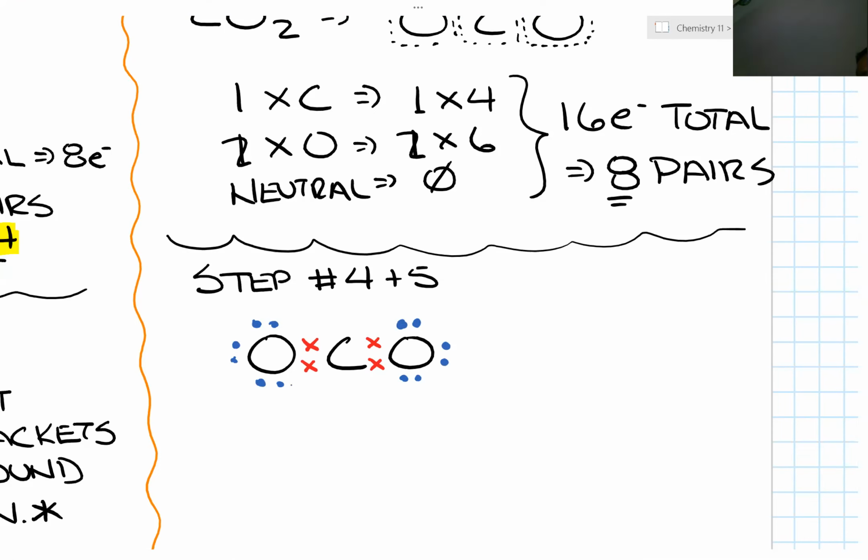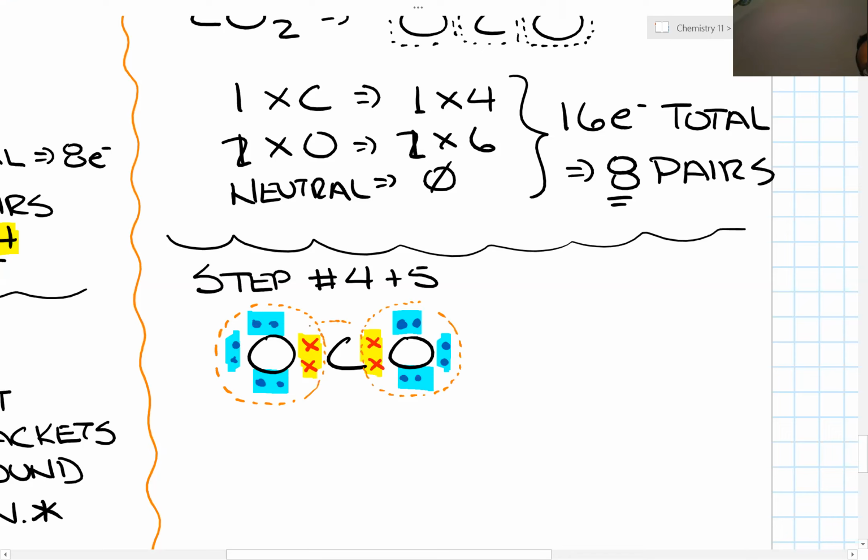Now, if we look, we have 8 pairs because we have 2 shared, and we have 1, 2, 3, 4, 5, 6. We have 8 pairs, but notice, are there 8 electrons around all of them? This oxygen is okay. This oxygen is okay. But notice, carbon is sad. It only has 4.